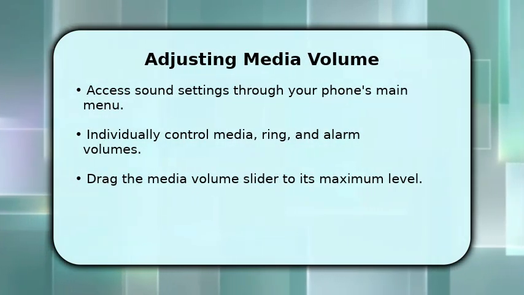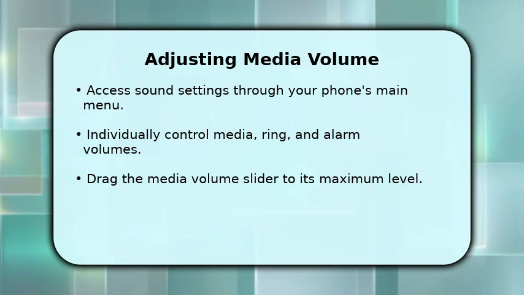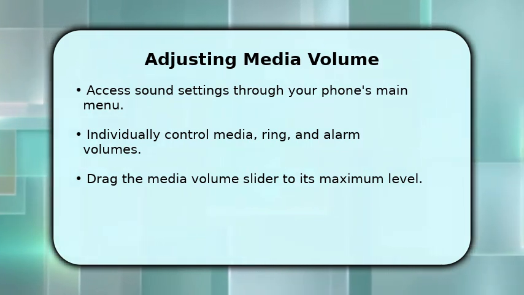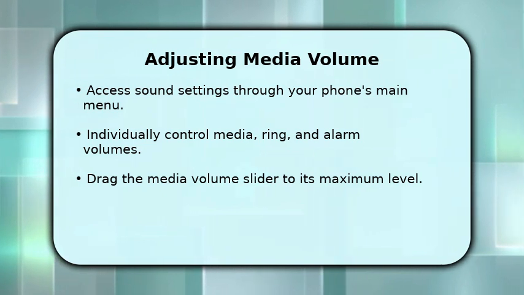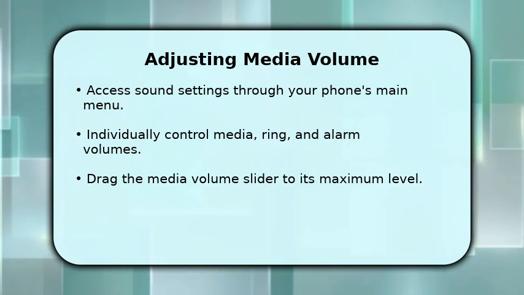Next, let's dive into your phone's sound settings for more granular control. Open your phone's settings application, then navigate to the sound and vibration section. Here, you will find separate sliders for media volume, ringtone volume, and alarm volume.